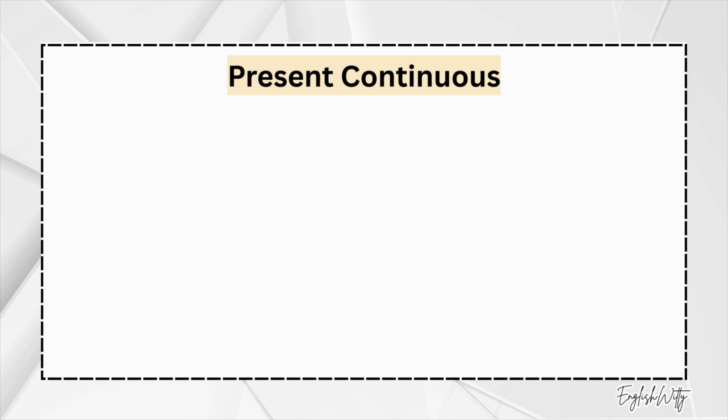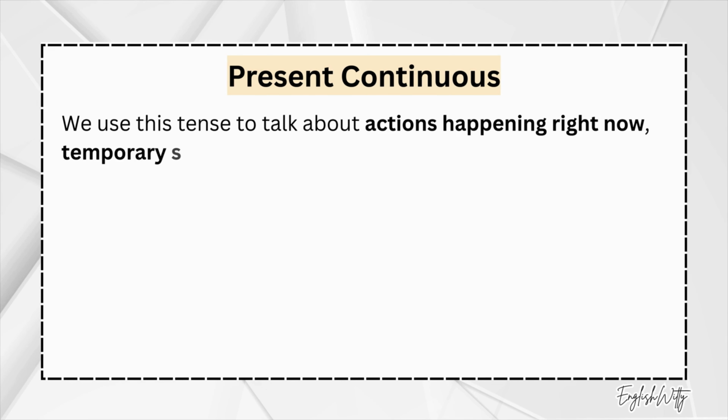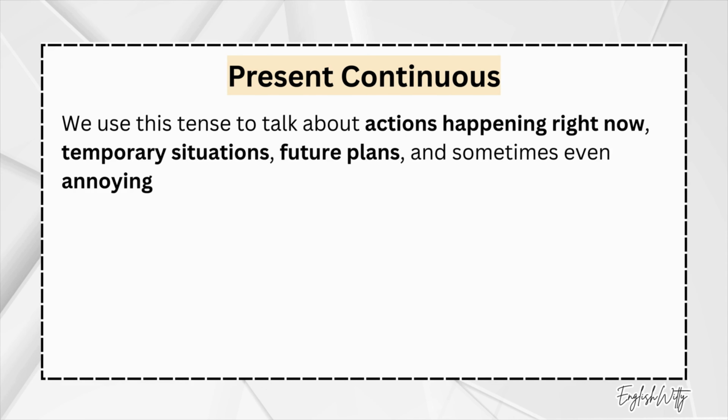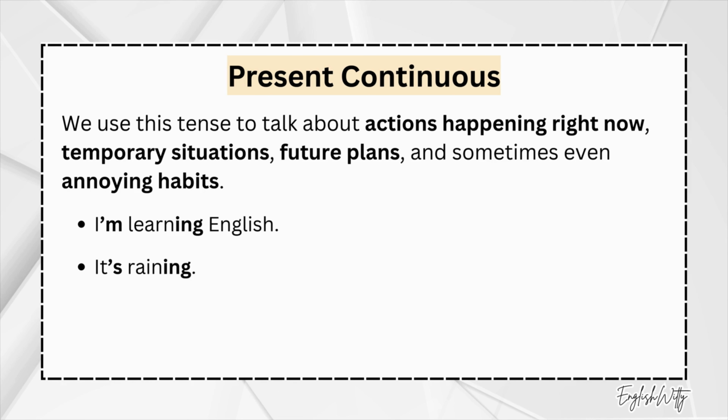Great job today! You've just learned how to use the present continuous tense. Let's quickly review. We use this tense to talk about actions happening right now, temporary situations, future plans, and sometimes even annoying habits. Try to notice it in everyday conversations or while watching English shows, and don't be afraid to use it yourself. Even simple sentences like, "I'm learning English," or "It's raining" are great practice. Keep practicing, and remember, the more you use English, the more confident you'll become.